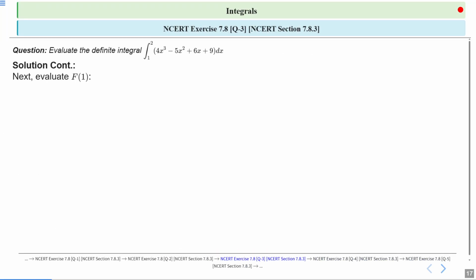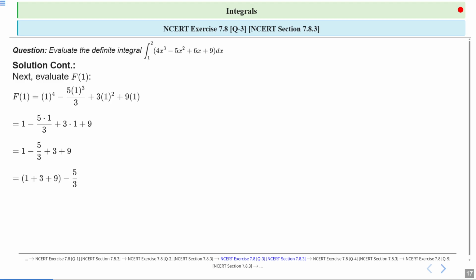Now evaluate F1. First substitute x is equal to 1 in the value of the antiderivative. We get 1 to the power 4 minus 5 into 1 cube by 3 plus 3 into 1 square plus 9 into 1. So we get 1 minus 5 into 1 by 3 plus 3 into 1 plus 9. So just simplify. We get 34 by 3.